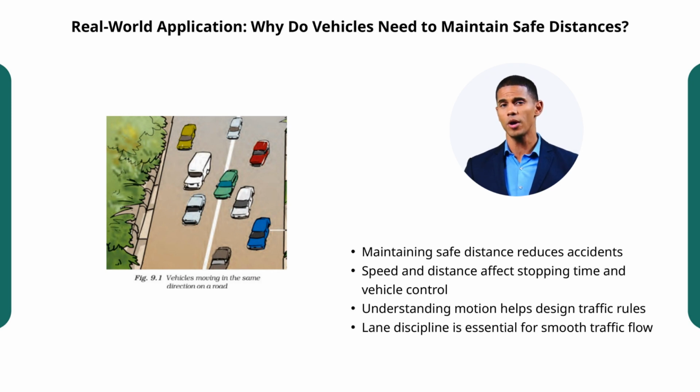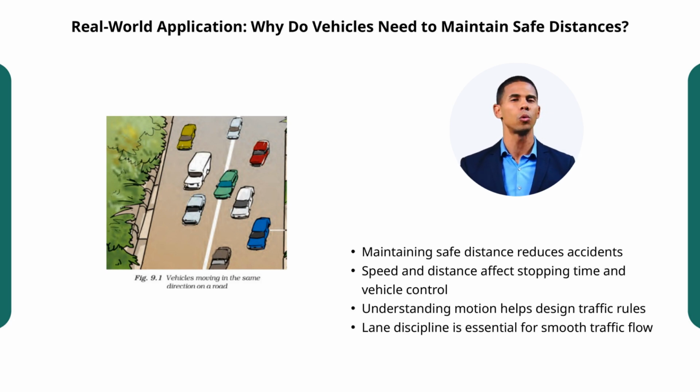Understanding motion helps traffic experts set rules about safe distances and speeds. For example, fast vehicles must keep larger gaps because their stopping distances are longer due to higher speed. Lane discipline, visible in Figure 9.1, helps prevent collisions by organizing vehicles sharing the road. This science of motion is critical not only for travel, but also for saving lives on the road.